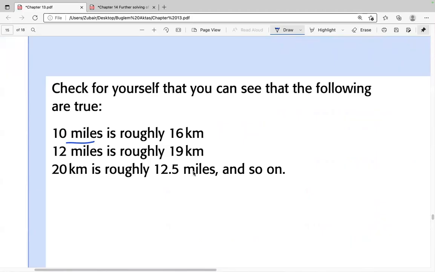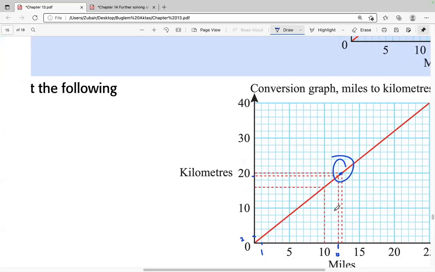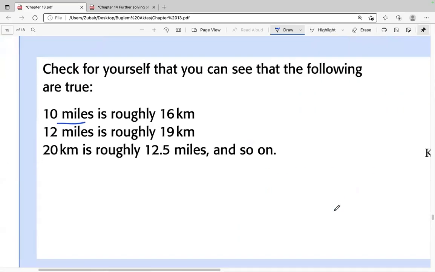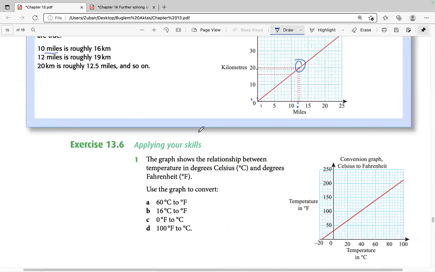20 kilometers is roughly 12.5. Now we are moving from y-axis to x. So we draw a horizontal line from 20 and then we move down vertically where it intersects the line and we read the values, and it is roughly 12.5 miles. Whereas the unitary method would give you exact values.